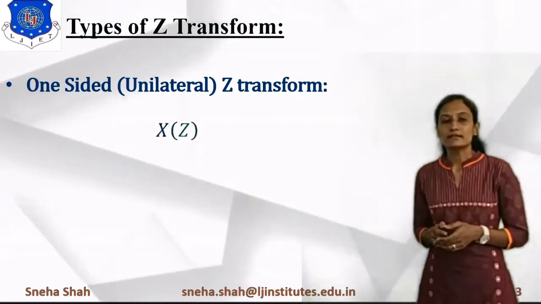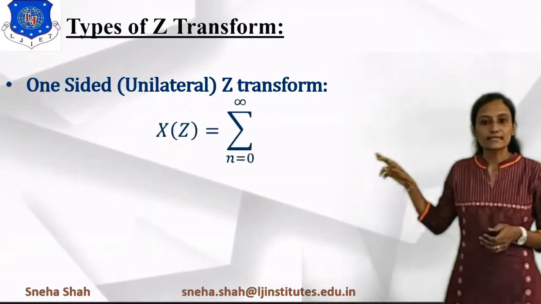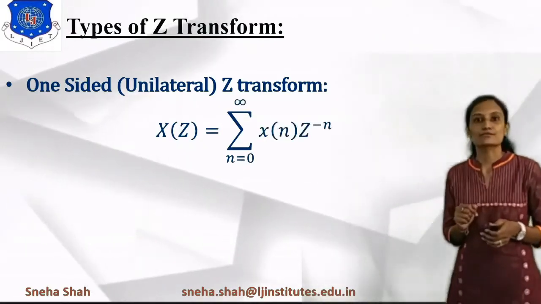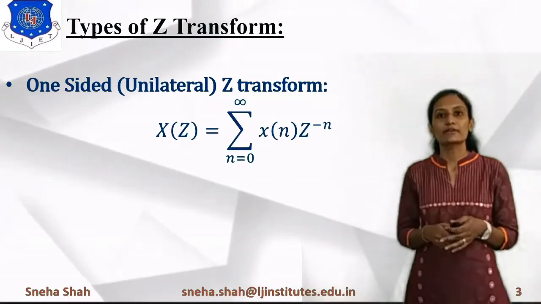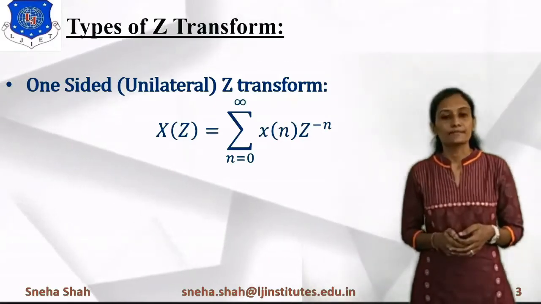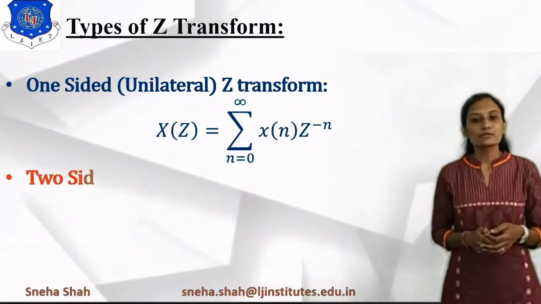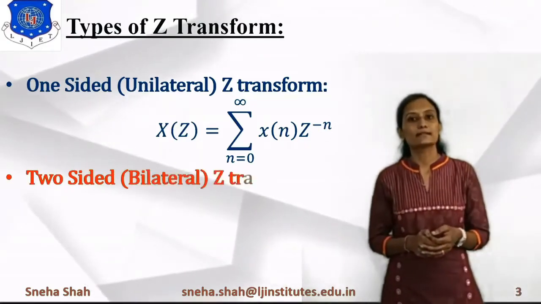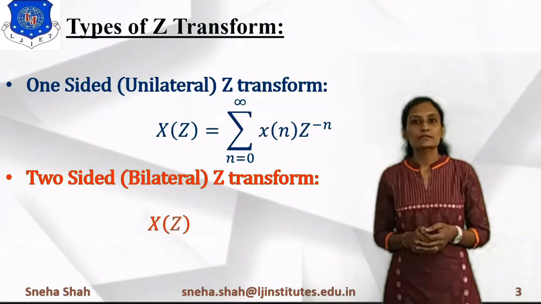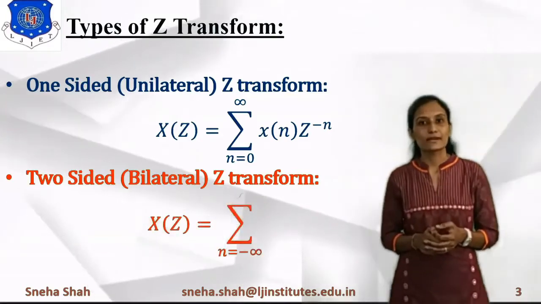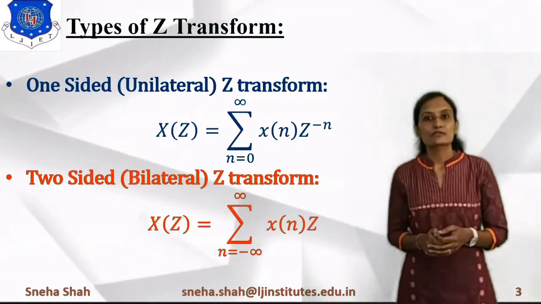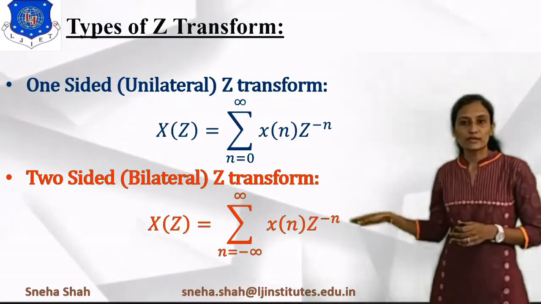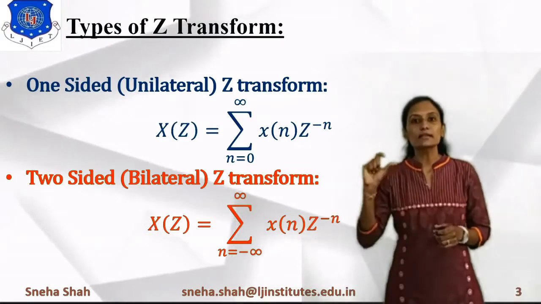So for the one-sided Z transform, the equation is X of z equals summation n equals 0 to infinity x of n z raised to minus n. And if we define the two-sided or bilateral Z transform, then the equation will be X of z equals summation n equals minus infinity to infinity x of n z raised to minus n. So basically in these two equations the only change is in the range.